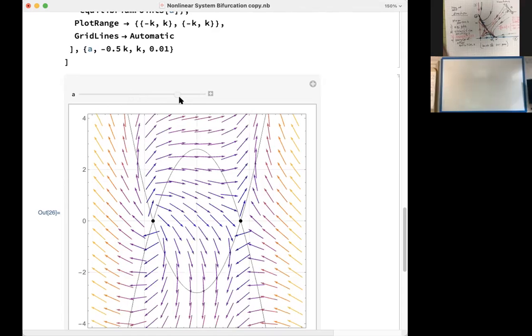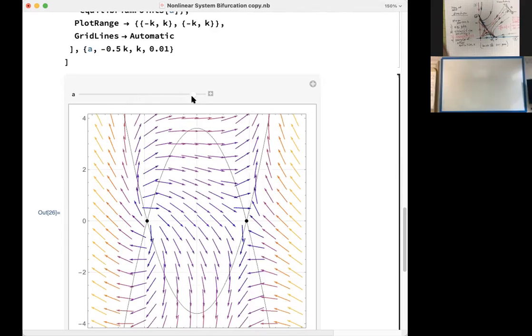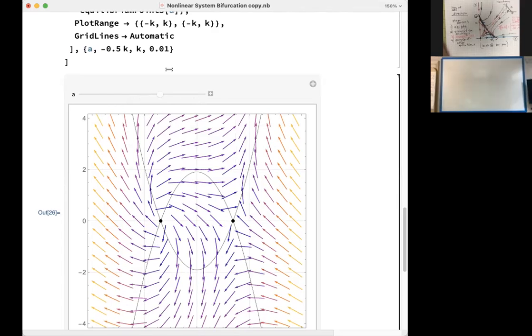Bring this up higher. Now I still got some saddle avoidance on the right. On the left, I'm not sure if I'm still spiraling. I might have a straight line solution in here somewhere. But the field is hard to read, right? So let's turn off the field and let's turn on the streamlines.